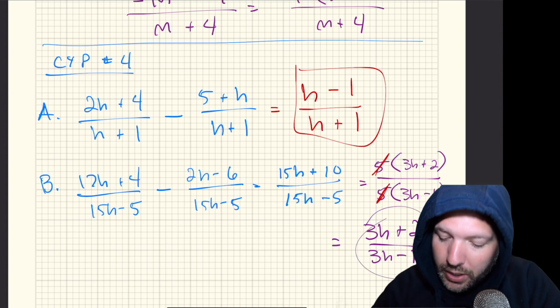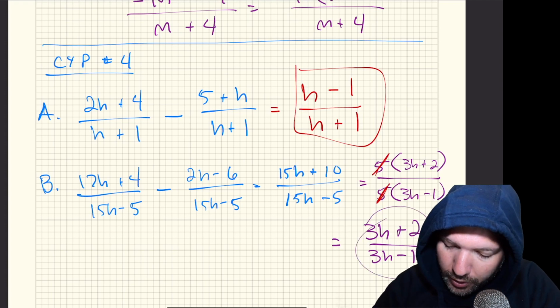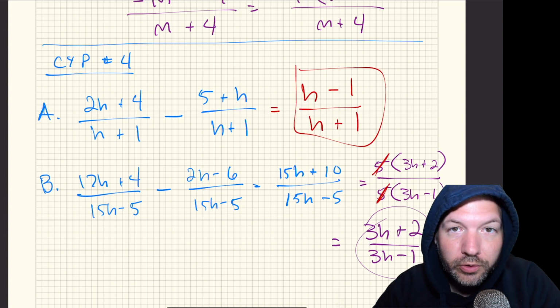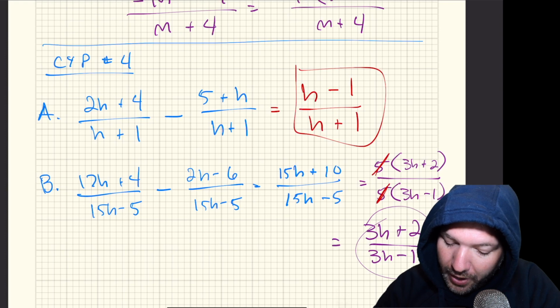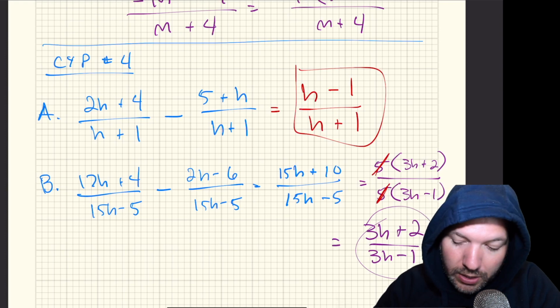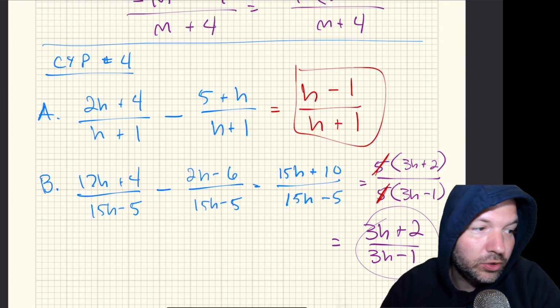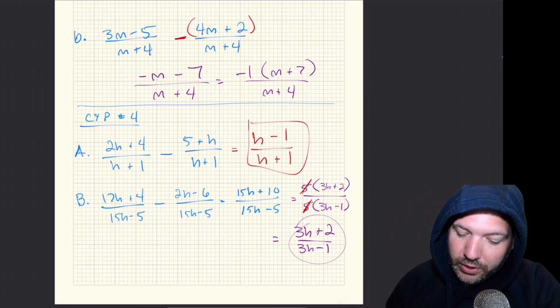Okay, there are my answers for Check Your Progress 4a and 4b. For 4a, we've got h minus 1 over h plus 1. For b, we've got 3h plus 2 over 3h minus 1. So, a little factoring and canceling there on 4b, but the main thing is just getting the subtraction right. Let's finish up with example 5.